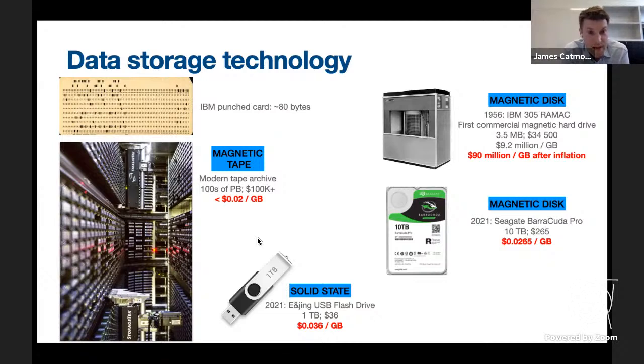And you might be surprised to hear that we actually still use magnetic tape as well. It looks very different from these old school reels that you might have seen in old pictures.